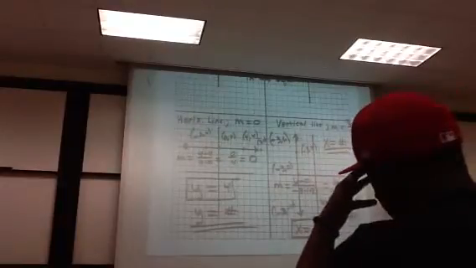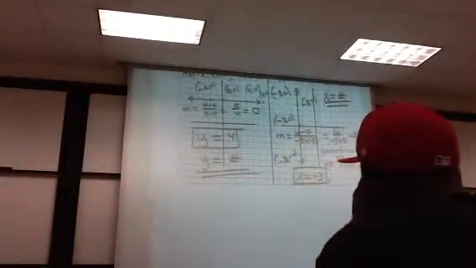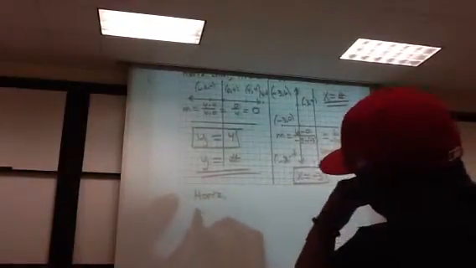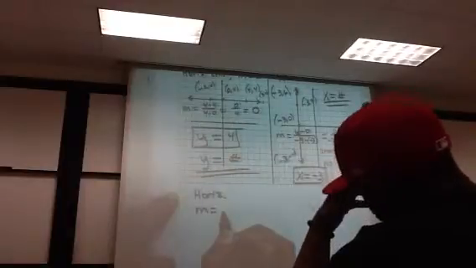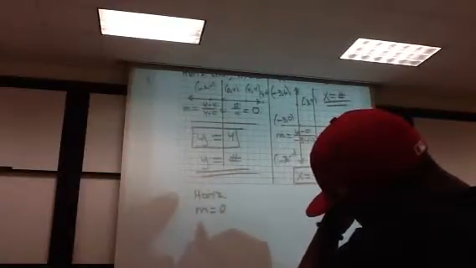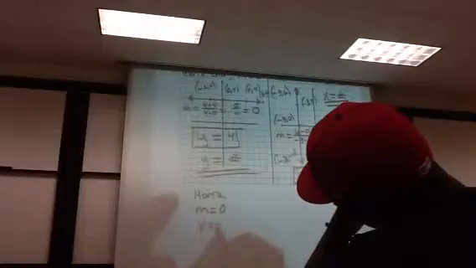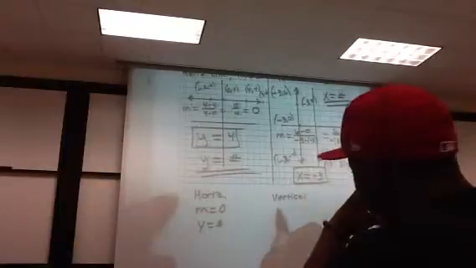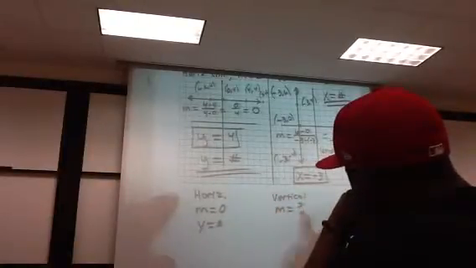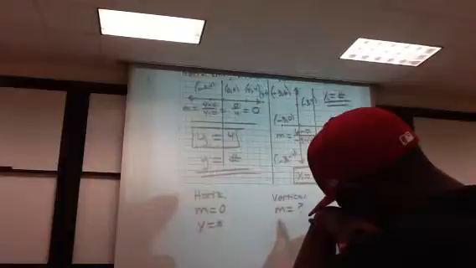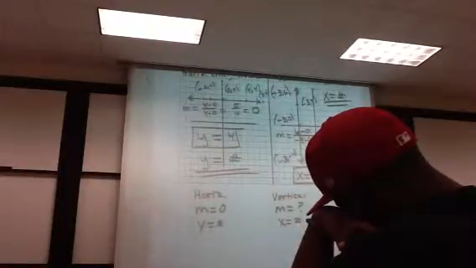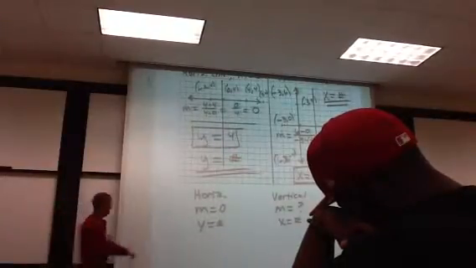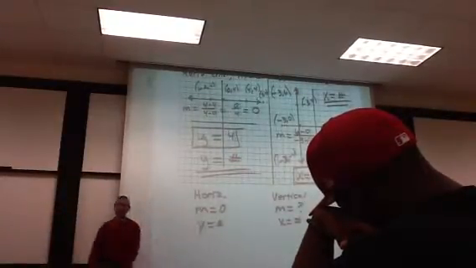Here is a good 3x5 card summary of information. Horizontal line. Slope is 0. Equation is y equals some number. Vertical line. Slope is undefined. Equation is x equals some number. See how distilled that information is? Good little bit of information to have handy.